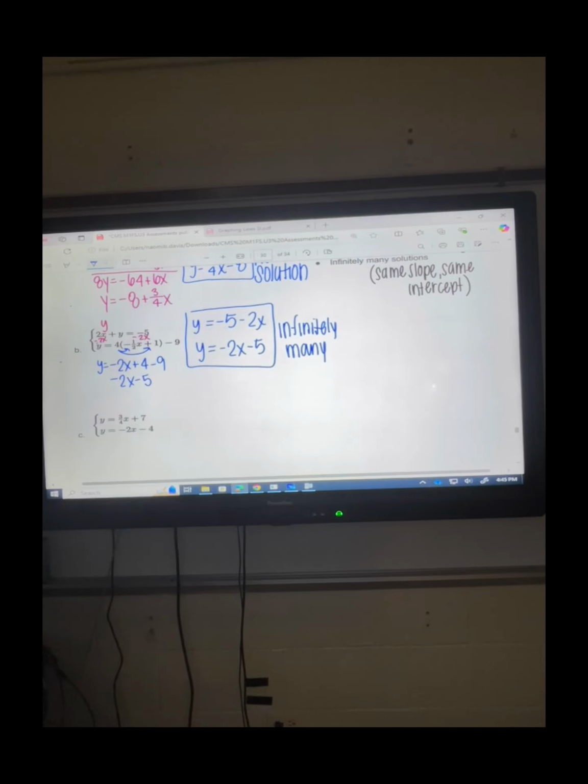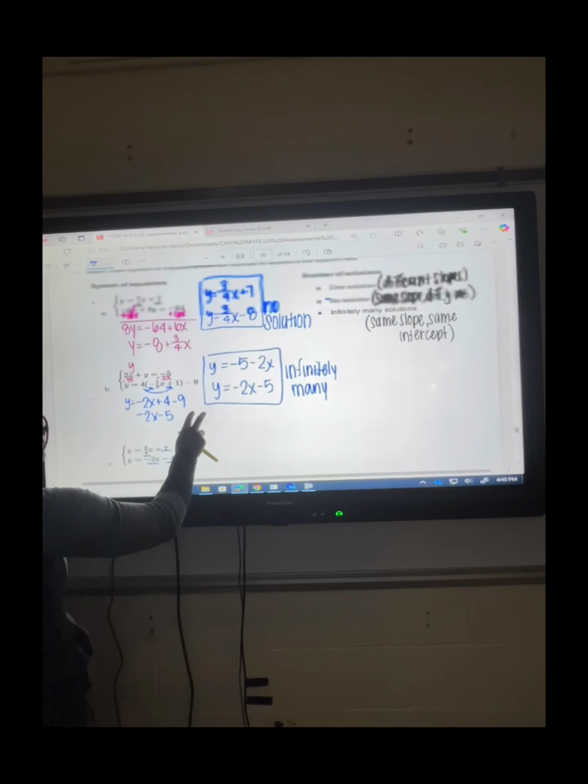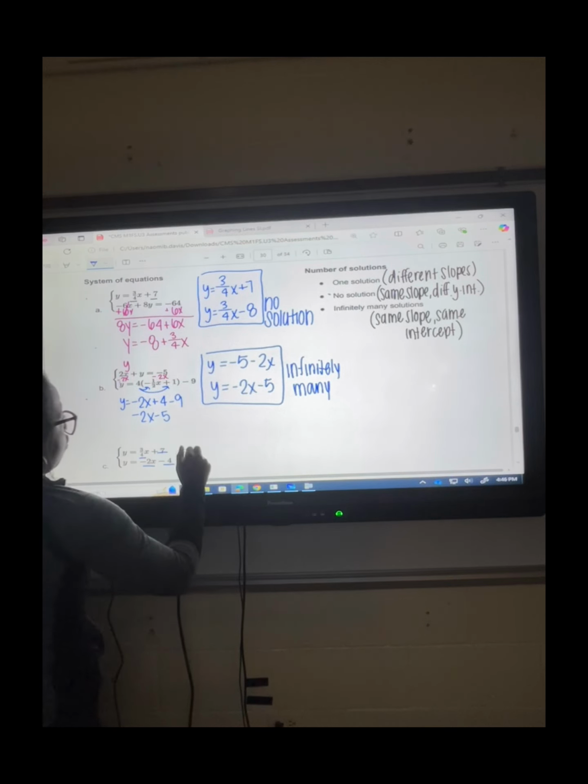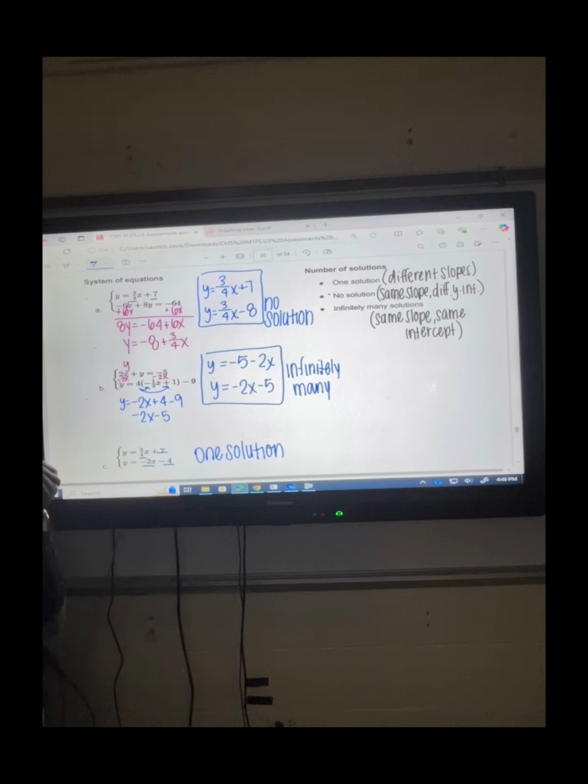Happily, this one's already solved for y for us. The slopes are different. We can just look at it and tell the slopes are different. The y-intercepts are different. So which one falls under that? If it's different slopes, it falls under one solution. See, this isn't hard, right? Let's go to the next one.